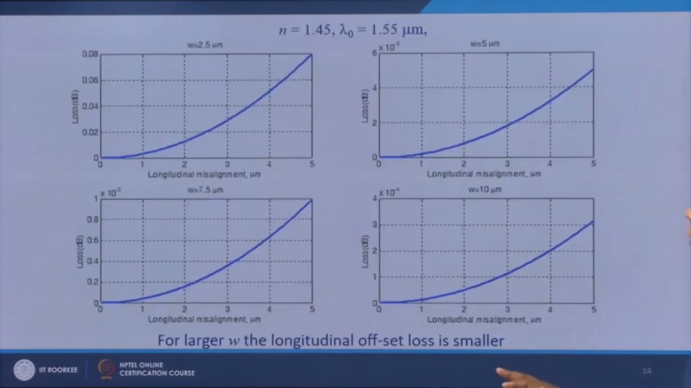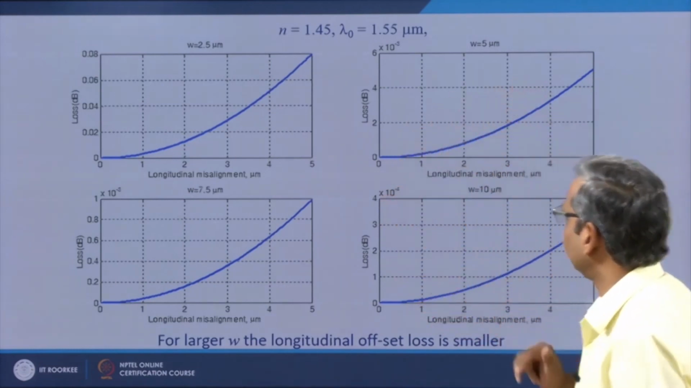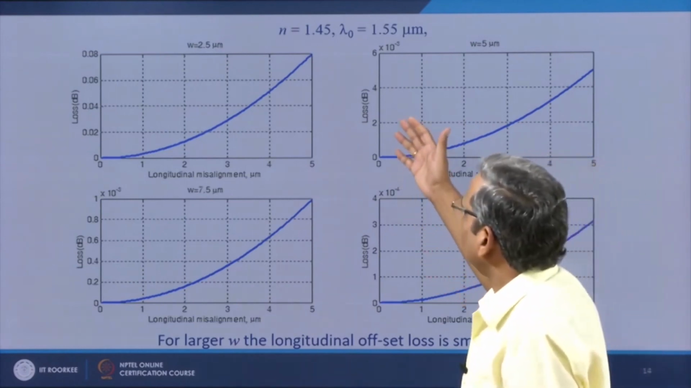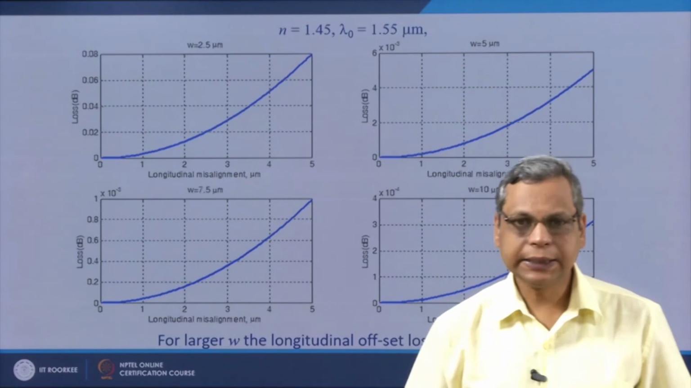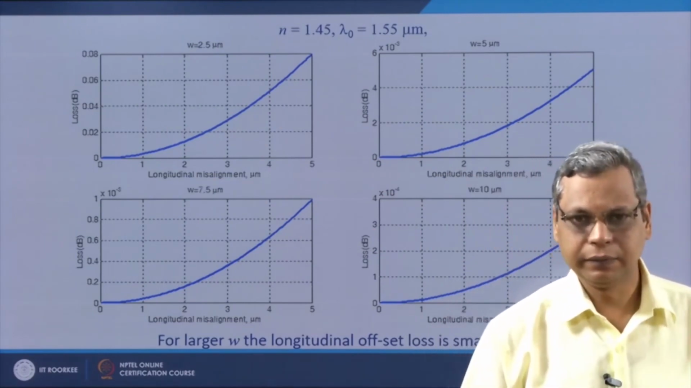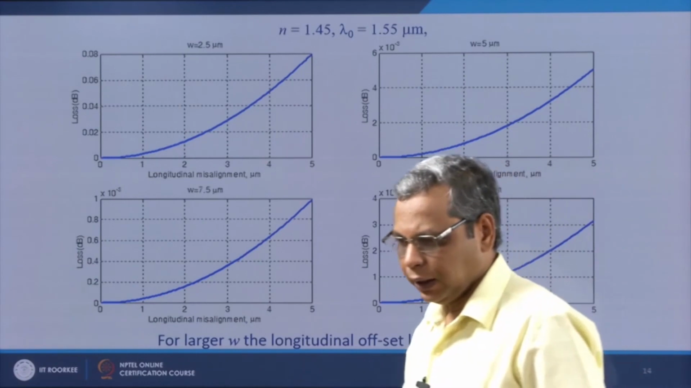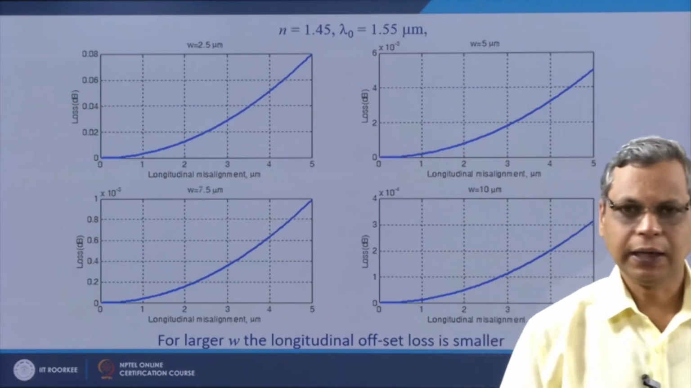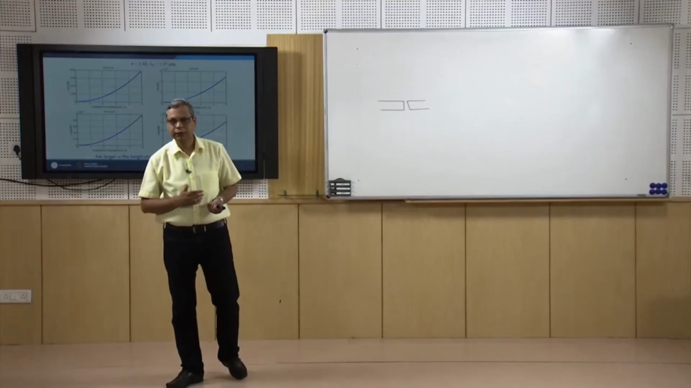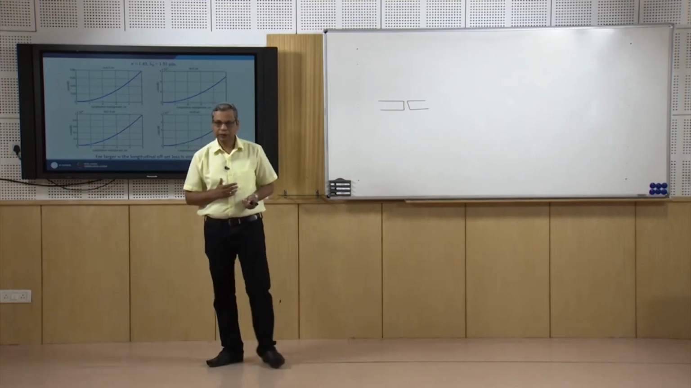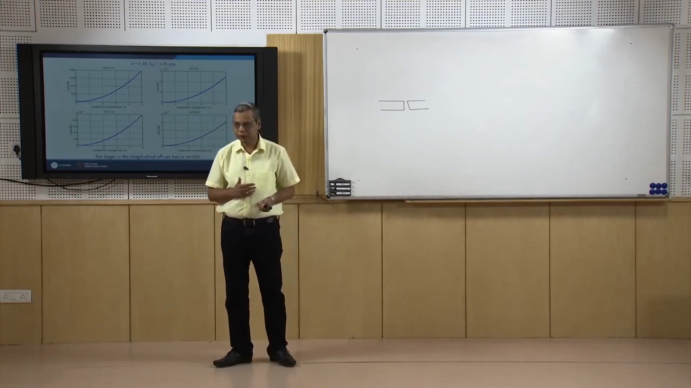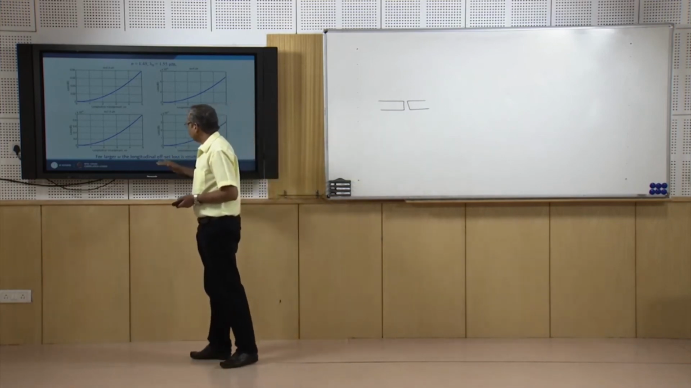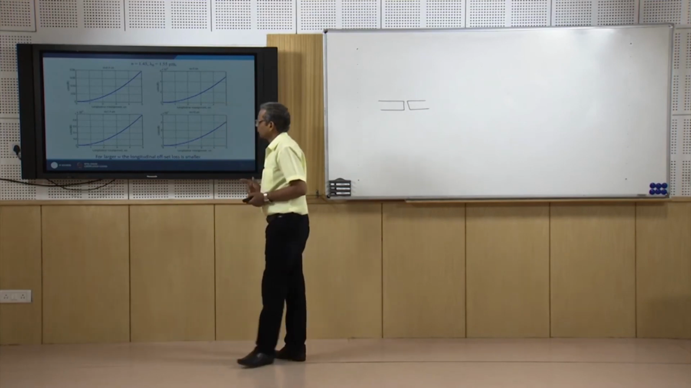Here I have plotted this for various values of W, and I can see that this longitudinal misalignment loss decreases as I increase the value of W. It is understood that if I have a small value of W, then the diffraction would be large, and if diffraction is large, then the diffracted Gaussian would be very much different from the Gaussian of fiber 2, and it will cause more loss. So, for a larger value of W, the longitudinal offset loss is smaller.